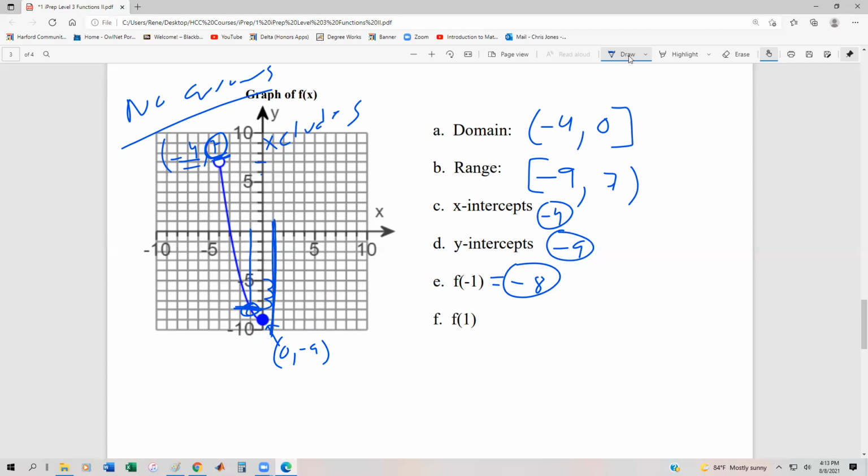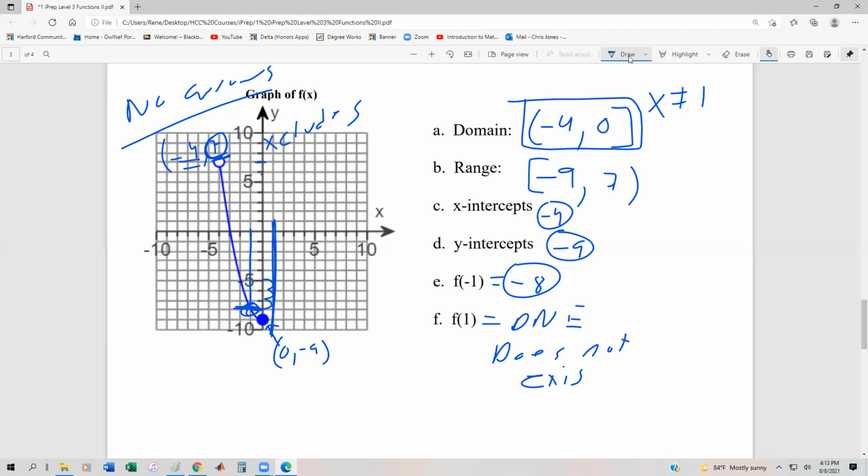Now, f at 1, well, there's nothing here. So at this point, we're just going to put DNE, or does not exist. And that makes sense because if you look at our domain, x cannot be equal to 1. It's only all the numbers between -4 and 0. So it doesn't make sense that we would have a 1 inside of our domain. If for some reason you get a value that is not in the domain, that means there's no output.